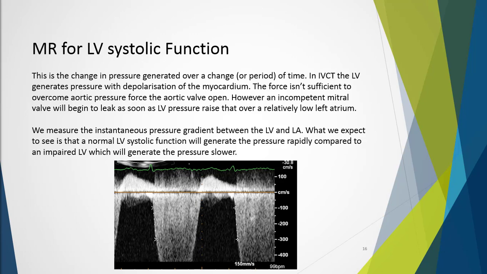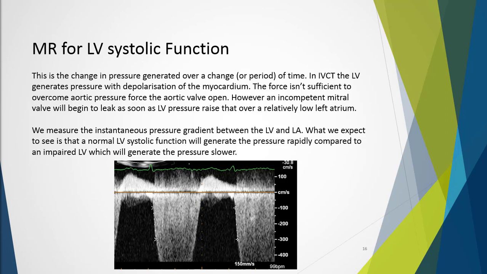Systole may be divided into two components, the isovolumic contraction time and the systolic ejection period. In IVCT, the LV generates pressure with depolarization of the myocardium. The force isn't sufficient to overcome the aortic pressure and force the aortic valve open. However, an incompetent mitral valve will begin to leak as soon as the LV pressure rises over what is a relatively low left atrial pressure. Hence, mitral regurgitation occurs in both periods and is often termed a pansystolic murmur.